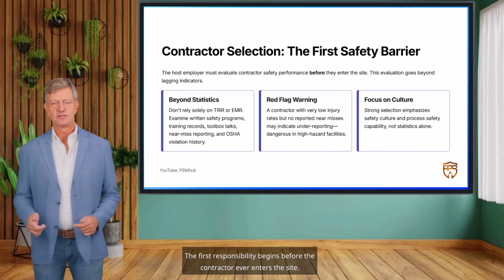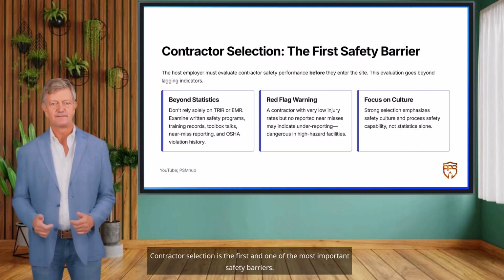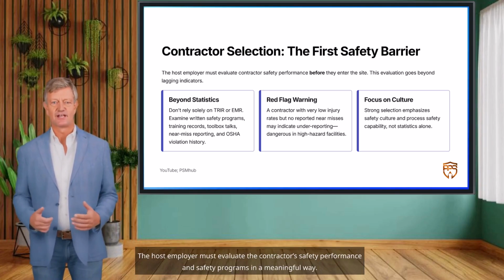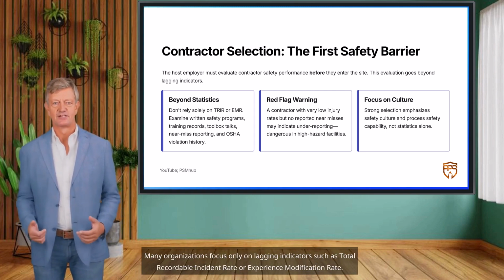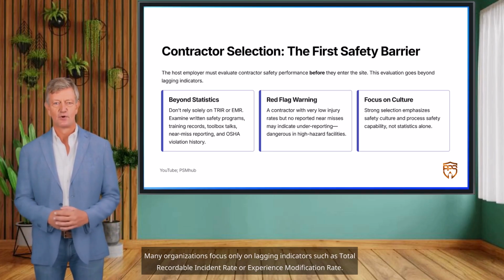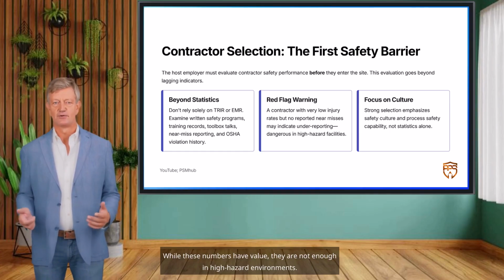The first responsibility begins before the contractor ever enters the site. Contractor selection is the first and one of the most important safety barriers. The host employer must evaluate the contractor's safety performance and safety programs in a meaningful way. Many organizations focus only on lagging indicators such as total recordable incident rate or experience modification rate. While these numbers have value, they are not enough in high-hazard environments.